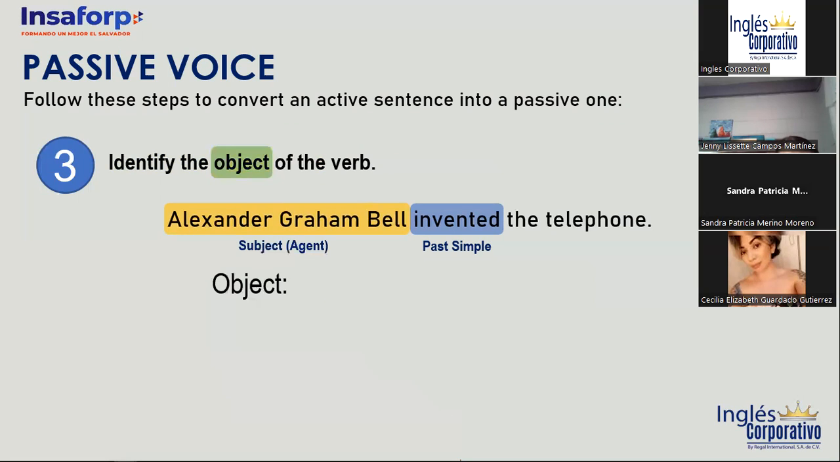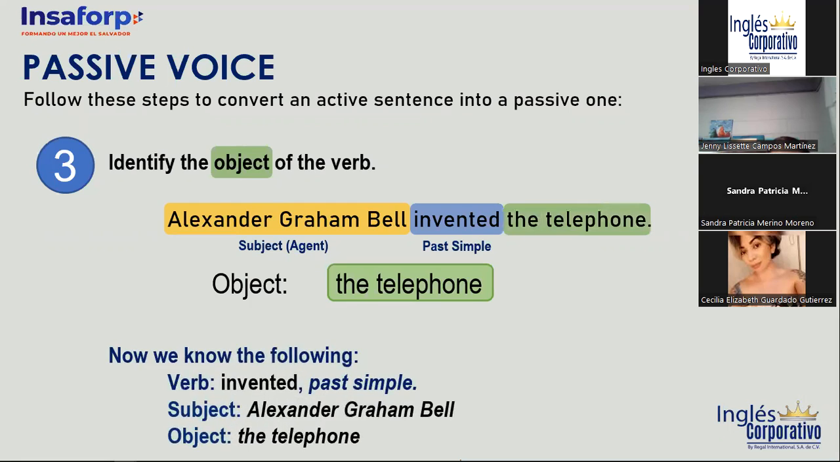In number three, I identify the object of the sentence, right? Entonces, recordemos que los objetos contestan a la pregunta, ¿el qué? Alexander Graham Bell invented. What did he invent? He invented the telephone. Entonces, los objetos responden a la pregunta, ¿qué? ¿Qué hizo? ¿Verdad? Entonces, Alexander Graham Bell invented the telephone.